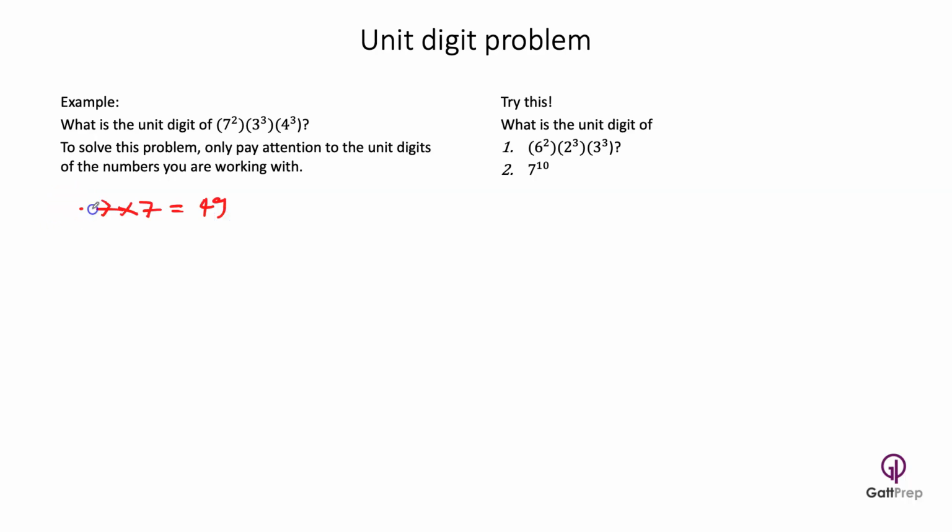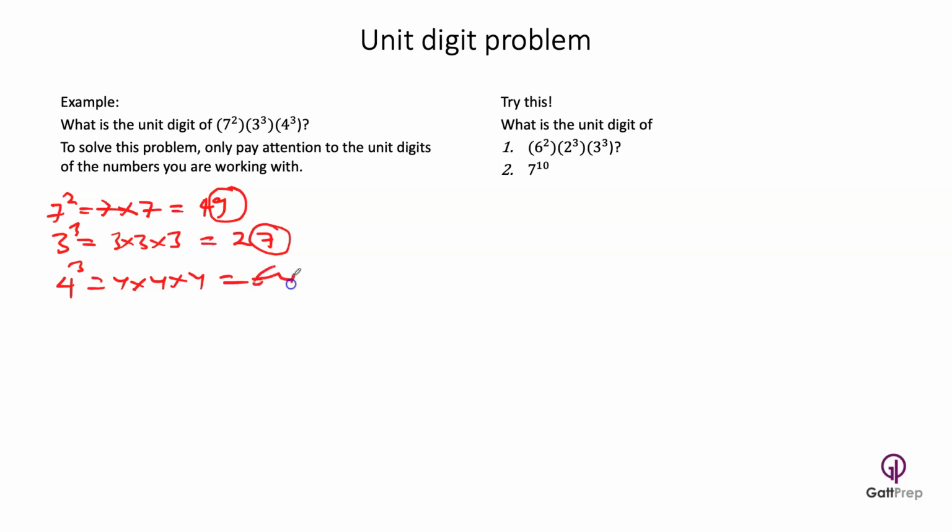So you have 7 times 7, which is 49, because this is 7 squared. 3 cubed is 3 times 3 times 3, which is 27. So these are the numbers we will pay attention to, the unit digits. Then 4 cubed will be 4 times 4 times 4, which is 64. Okay, and so we have 9 times 7 times 4, which is 252, and therefore the unit digit of this product right here is 2.